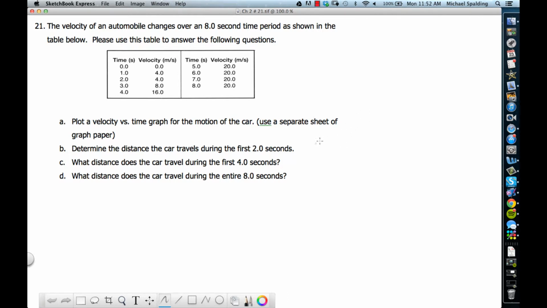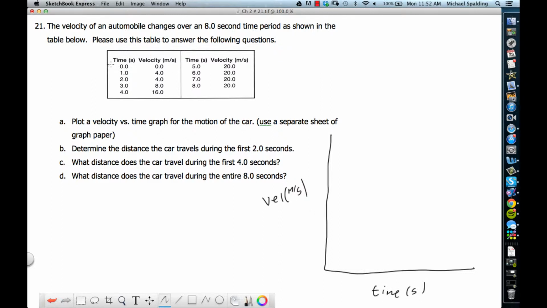Okay, the first thing you do is create a velocity versus time graph. You want to do this on graph paper, which I don't have up here, with velocity in meters per second. I'm just going to give you a rough sketch of what this should look like. So here are your points.